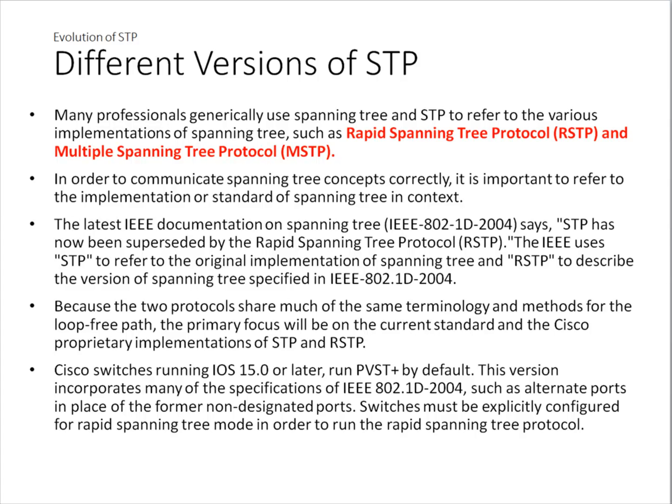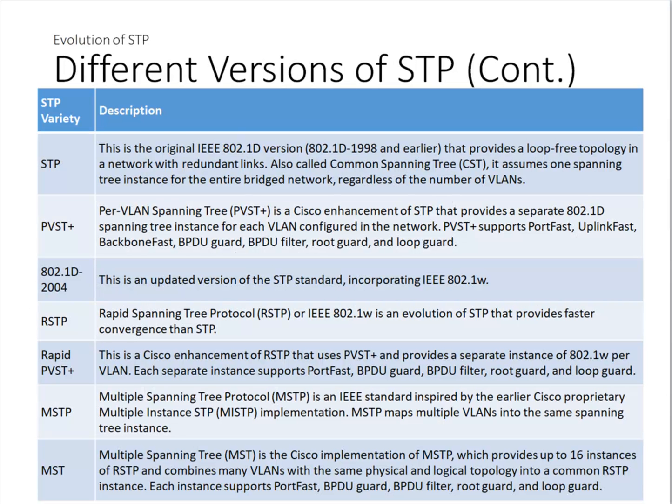Different versions of STP. There are so many different versions of spanning tree protocol available, for example RSTP, MSTP. In the previous slide we discussed PVST. You can see a complete list of spanning tree protocols in the next slide. So different versions of spanning tree protocol: STP, variety and description. The description is given along with the STP. So let us discuss one by one.